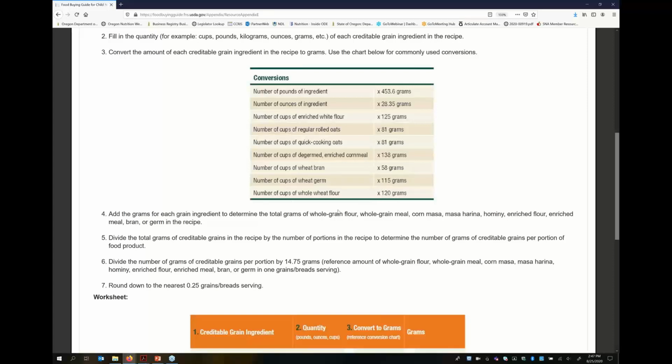So let's say you're using 2 cups of flour for your recipe. So 2 cups times 120 grams, that would be 240 grams. And then you would divide that by the number of portions that you get. Hopefully that makes sense. If you have more questions about this, feel free to reach out to your assigned specialist and we can talk a little bit more about that. But great question. And let's see if we have any other questions out there.